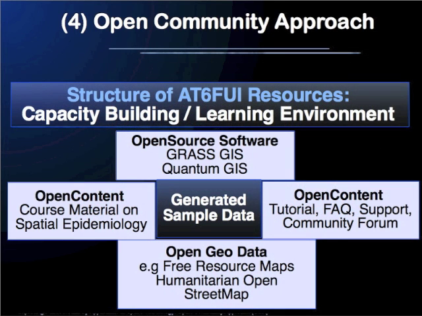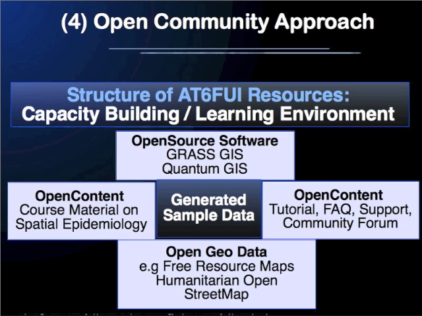The software itself is just one component in a whole problem-solving strategy for risk mitigation and for public health challenges. The capacity building and learning environment is the first step for application of a software. So around this open source software, for example GRASS GIS or Quantum GIS, we have the course material for spatial epidemiology. We have open content support, tutorials, frequently asked questions, support, and the community forum. And we have open geodata, for example free mapping resources like Humanitarian OpenStreetMap, which can be used for the capacity building learning environment. It operates on generated sample data so that the learners can get experience how the software will work for risk mitigation, problem solving, and maybe optimized resource allocation.